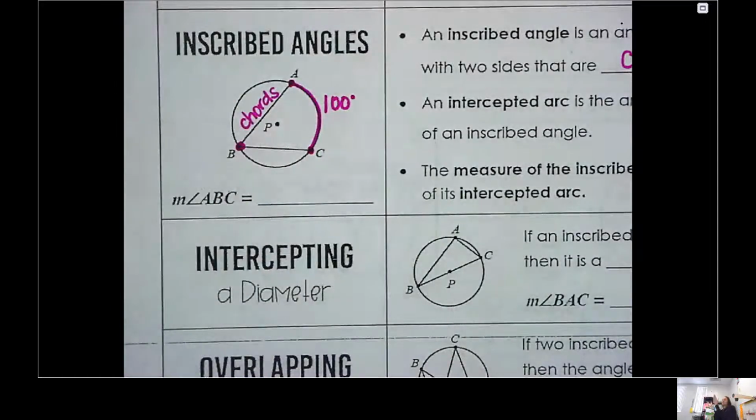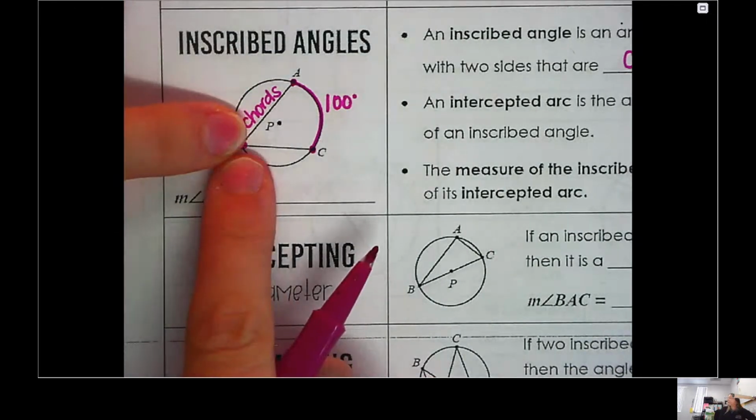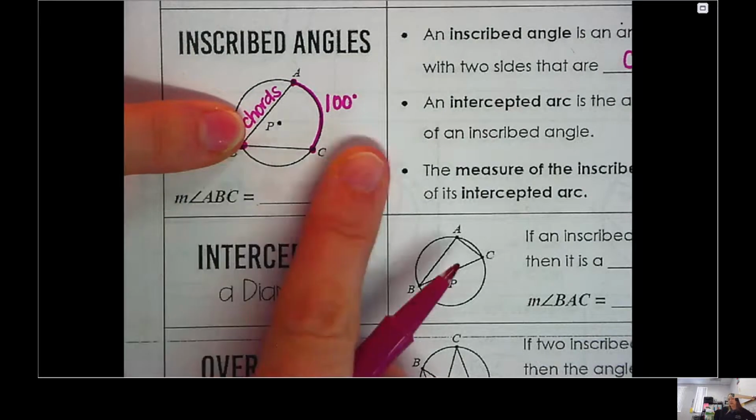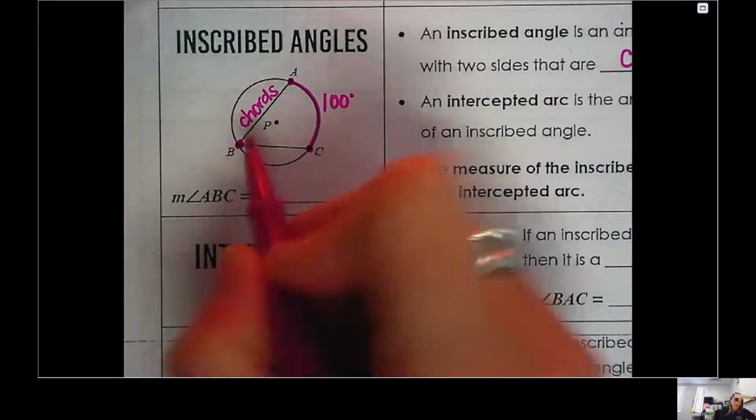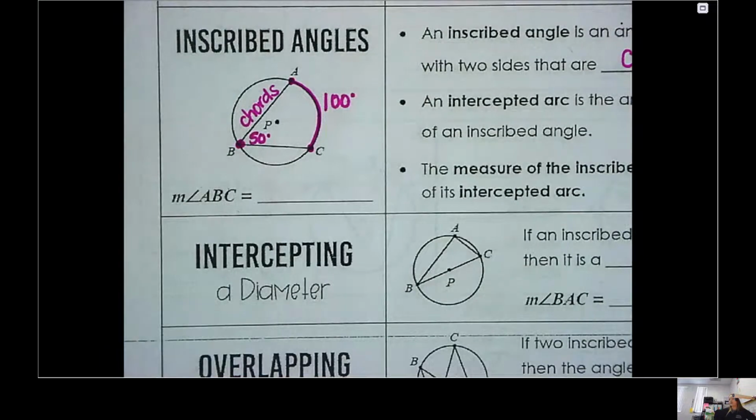Then the angle that makes up that arc, so if you follow the two endpoints down, you follow the chords down to the vertex, this angle measure right here is half of it. So since this is 100, half of it is 50. Okay, so angle B would be 50 degrees, but the arc measure is 100 degrees.